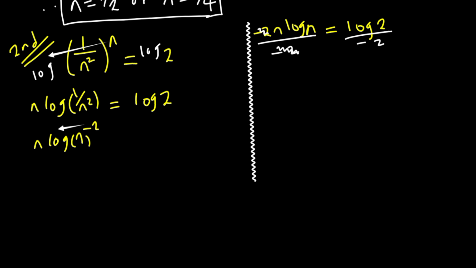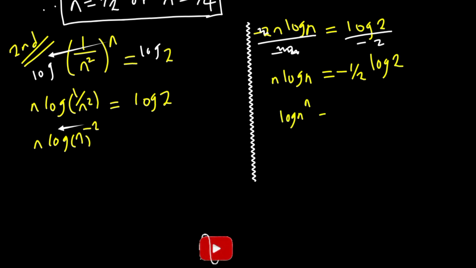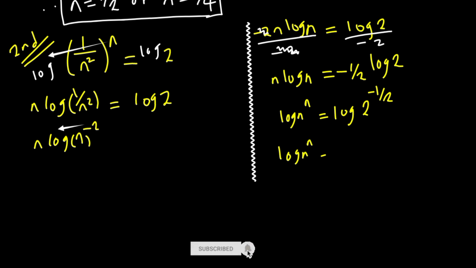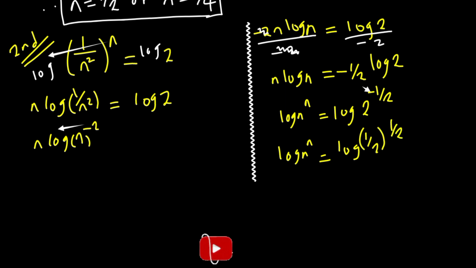So this cancels out. Then we'll be left with n log n, and that will be equals, we can write this as minus 1 over 2 log 2. And we can write this as log n to the power of n, which equals log 2 to the power of minus 1 over 2. And then we'll see that log n to the power of n will be equals log, this negative power becomes 1 over 2 and all to the power of 1 over 2.